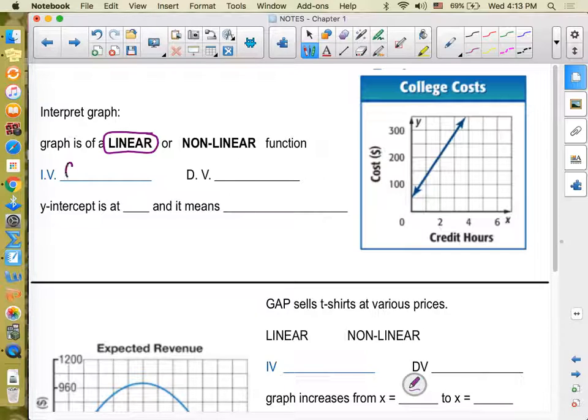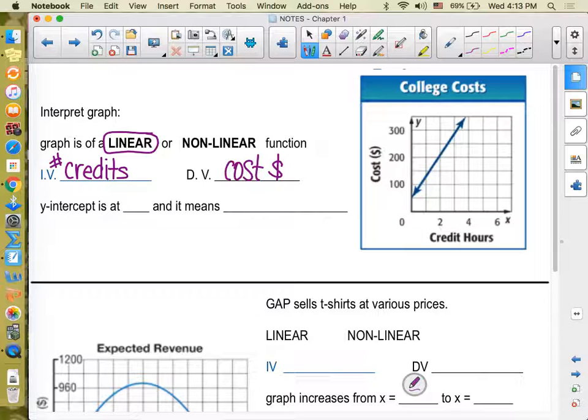Our independent is that number of credits that we're taking. So credit hours. I'm just going to say number of credits. Our dependent is the cost. What am I going to have to pay to do that? In general, in math only, your x-axis typically is your independent, your y-axis is typically your dependent. Not always true in science, so be careful.